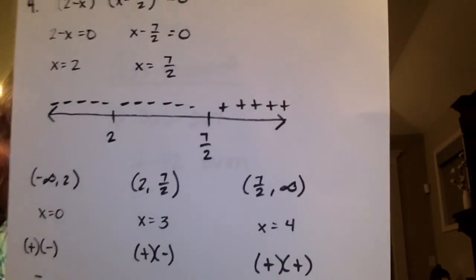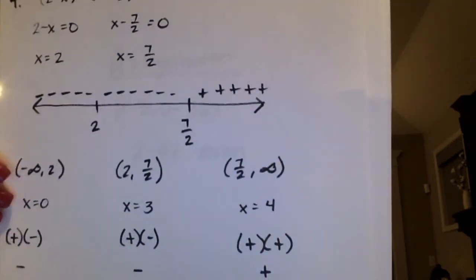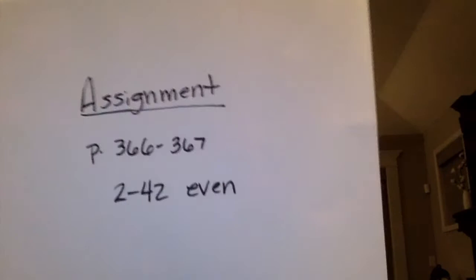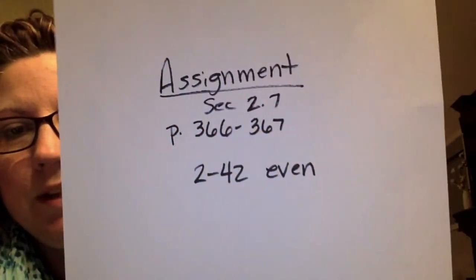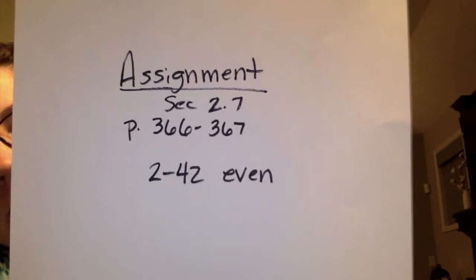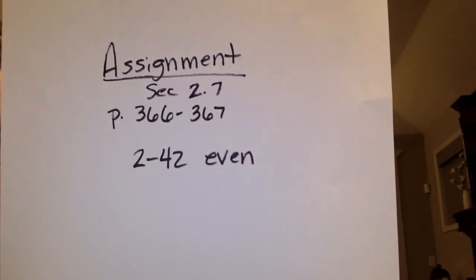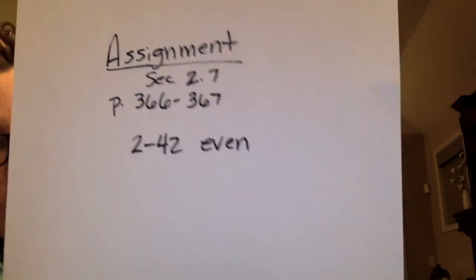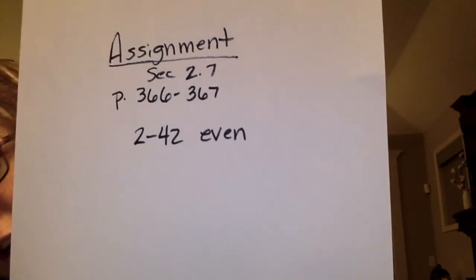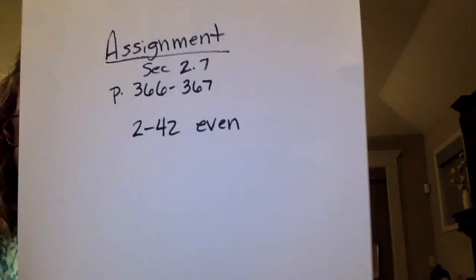So your assignment is here on page 366 and 367. Again, this is section 2.7. Let me write that on there. Section 2.7, page 366, 367. You're going to do 2 through 42 even. And they're all problems just like this, so that should not be awful, and hopefully it makes a little bit of sense for you.